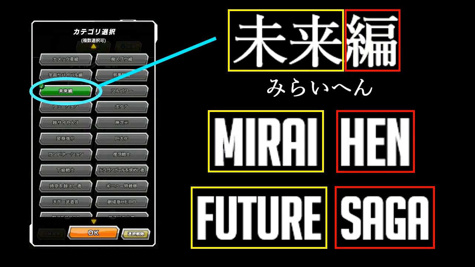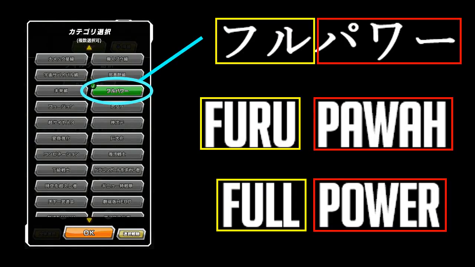The next one is going to be Mirai Hen. So Mirai, the first two kanji letters you see, it represents Mi and Rai. Mirai means future, and then Hen is obviously saga, so that is the future saga. The next one is going to be FURU. So this is a katakana format, and it's imported from a foreign language, which is English in this case. FURU. That sounds like what it is, which is full power.